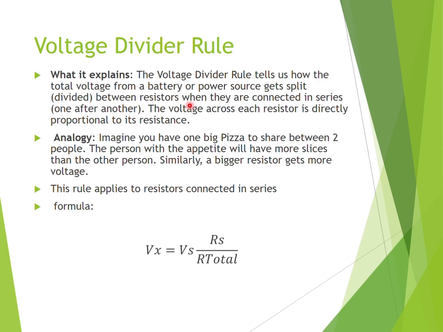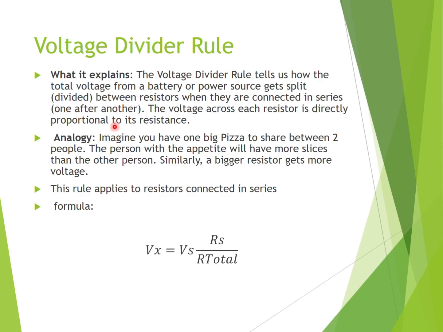Okay, so basically you just explain how voltage from a battery or a power source that flows into a circuit gets split between resistors when they are connected in series. So just to note, the voltage divider rule is used only when resistors are connected in series. Okay, here's an analogy to explain.